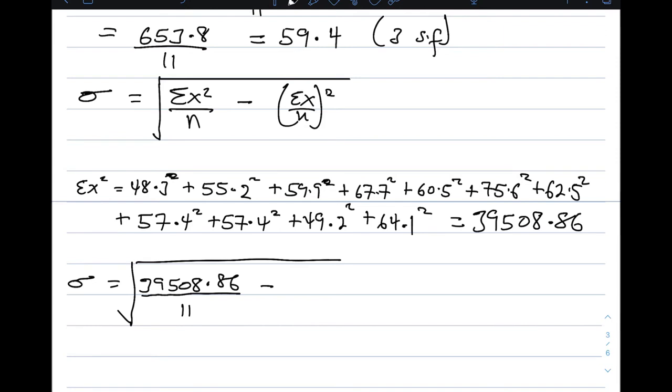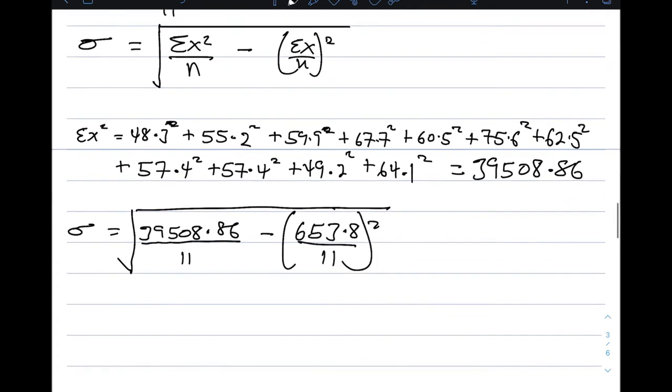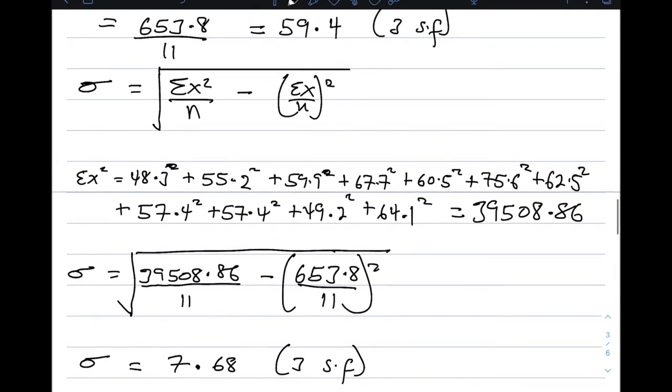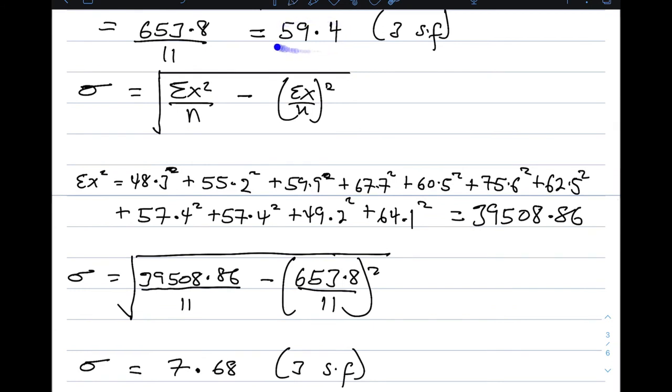Now that means we have the mean squared, right? So that's 653.8 over 11 all squared. Let me increase this line. Okay, now you put everything on your calculator, and then that should give you 7.68. That is correct to 3 significant figures. So I hope you got these answers. You got your mean to be 59.4, and then your standard deviation to be 7.68. In fact, these two questions that we've solved are past questions.